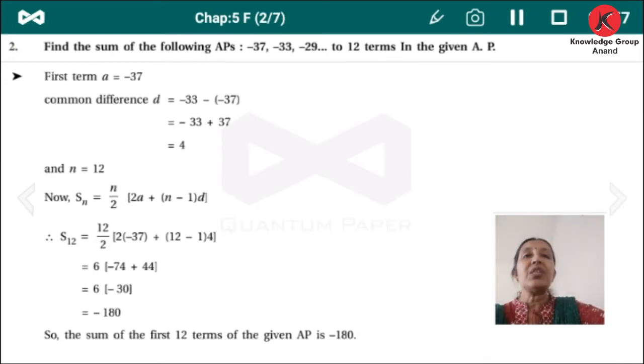First question and second question, both are equal. Now question number 3.